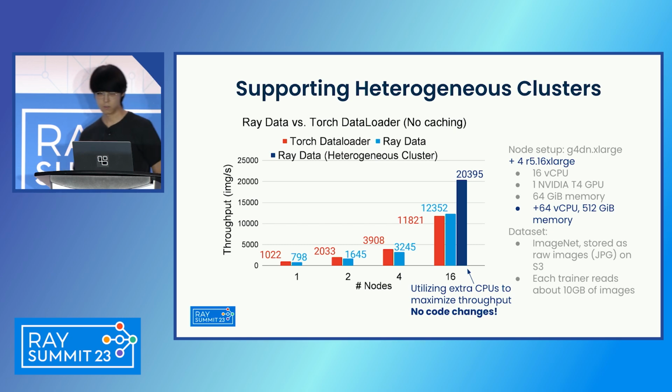And so going back to our first benchmark, we now added some extra CPU nodes into the 16-node case. One thing to note here is that there's no code change here. It's simply a configuration change and adding additional machines. And with the extra CPUs, we're able to maximize throughput and get almost double the output that we saw in the 16-node case without using these extra CPU nodes.